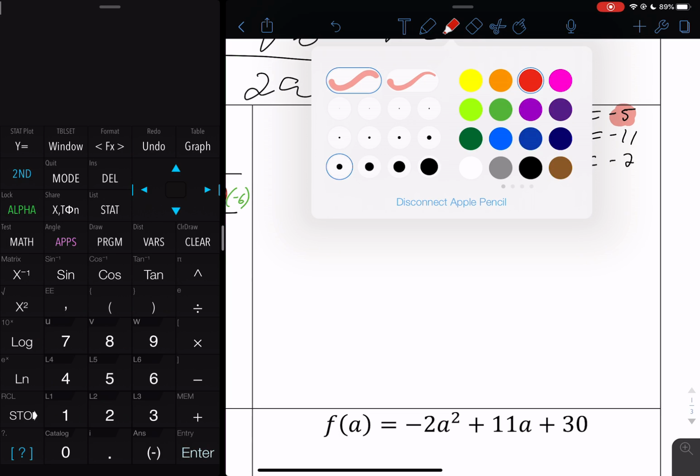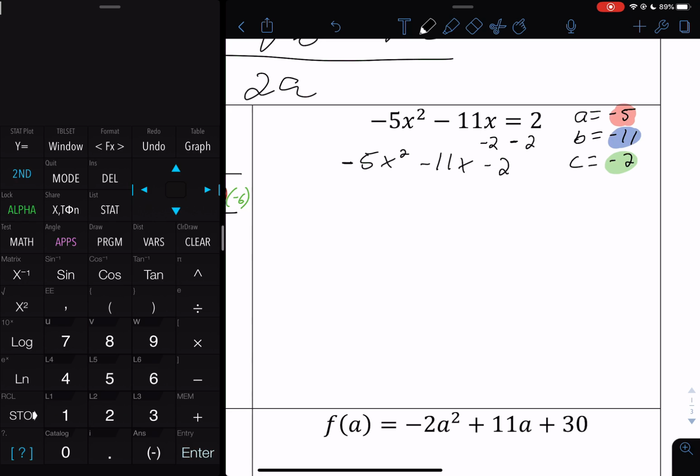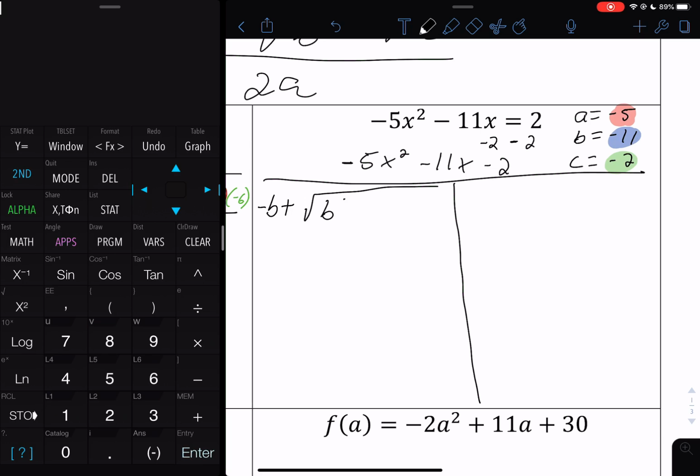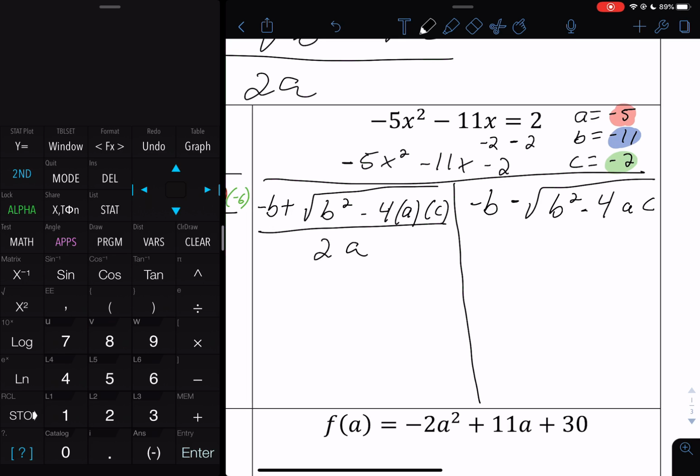Let me color code it so that we can use it when we are doing our quadratic formula. Again, when we are doing our quadratic formula, we're going to do the positive version and the negative version of the quadratic formula. Minus b plus square root of b squared minus 4ac, everything over 2a, and then minus b minus square root of b squared minus 4ac, and everything over 2a.